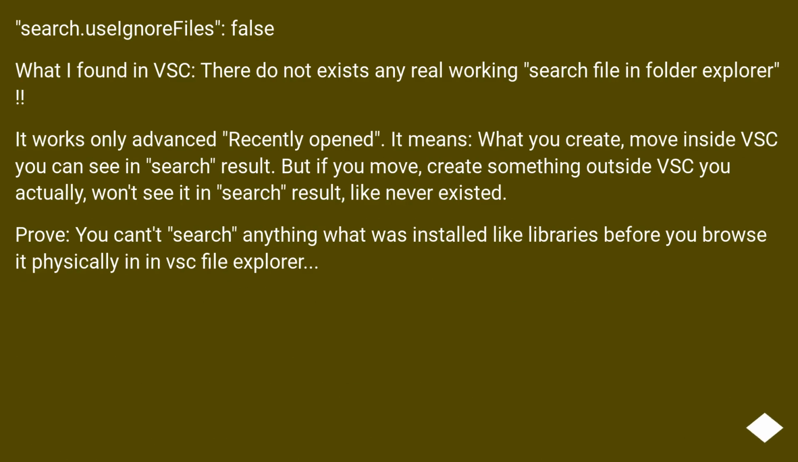Search.useIgnoreFiles, false. What I found in VSC is that there does not exist any real working file search in the Folder Explorer. It works only on advanced recently opened files. It means that what you create or move inside VSC you can see in the search result. But if you create something outside VSC you actually won't see it in the search result, like it never existed. Proof: you can't search anything that was installed, like libraries, before you browse it physically in the VSC File Explorer.